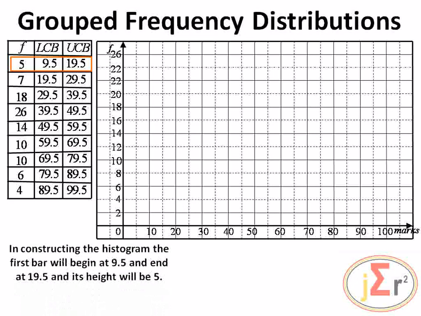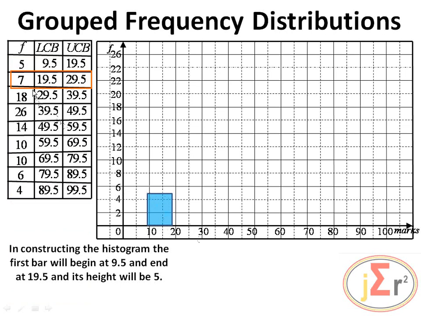In constructing the histogram, the first bar will begin at 9.5 and end at 19.5, and its height will be 5. So this bar begins at 9.5, ends at 19.5, and the height is halfway between 4 and 6. It is 5. So it goes up to 5.